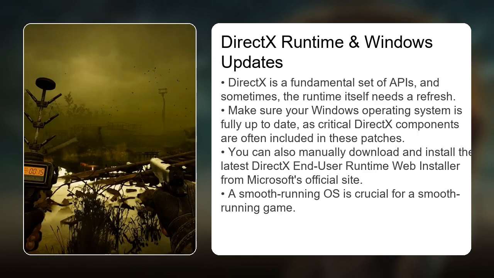DirectX is a fundamental set of APIs, and sometimes the runtime itself needs a refresh. Make sure your Windows operating system is fully up to date, as critical DirectX components are often included in these patches. You can also manually download and install the latest DirectX End-User Runtime Web Installer from Microsoft's official site. A smooth running OS is crucial for a smooth running game.